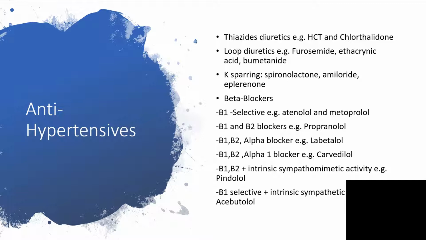We have beta blockers, and we have beta 1 selective, examples are atenolol and metoprolol, while beta 1 and beta 2 non-selective is propranolol. We have beta 1, beta 2, and alpha blocker like labetalol. Beta 1, beta 2, alpha 1 blocker, carvedilol, usually used in heart failure. Beta 1, beta 2 plus intrinsic sympathomimetic activity like pindolol is also available, while beta 1 selective plus intrinsic sympathomimetic activity like acebutolol is available also.